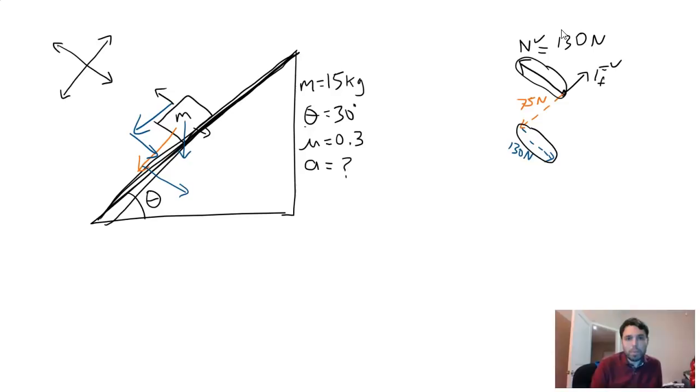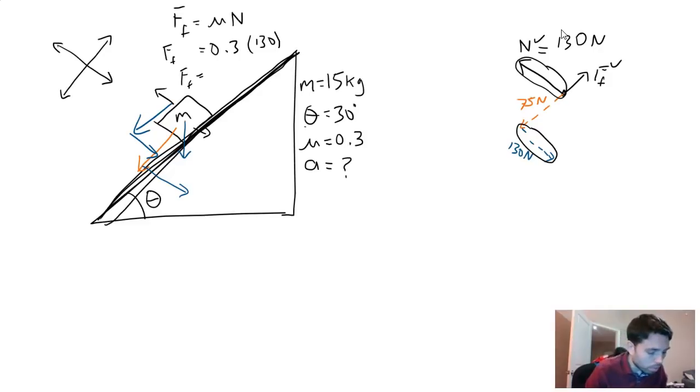Now that we have that, we can use our formula for friction force, which is mu times n. We defined earlier the coefficient of friction to be 0.3, and now we know that the normal force is 130 newtons, so we just multiply those together, and we'll get our friction force. So friction force is, what is that? 130 times 0.3, 39 newtons. All right, so now we know friction force.